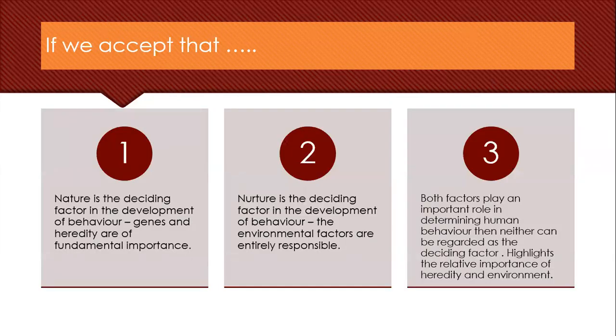So let's just do a little bit of a recap on points 1 and 2. Point 1, nature is the deciding factor in the development of behaviour. For example, genes and heredity are of fundamental importance. Point 2, we've looked at nurture as the deciding factor in the development of behaviour. The environmental factors are entirely responsible. So we've looked at both.